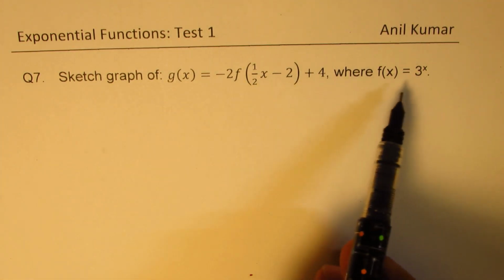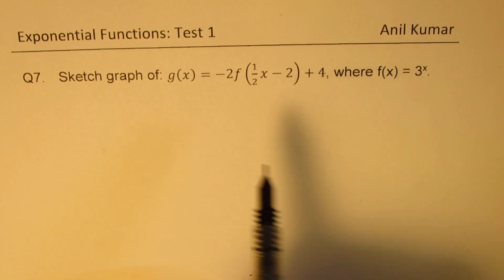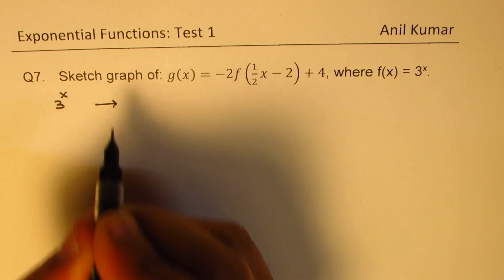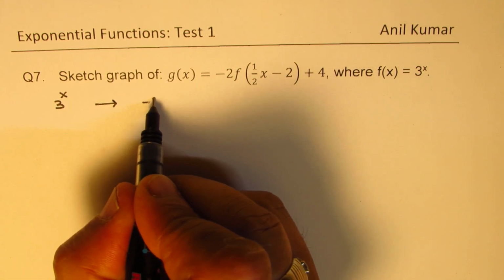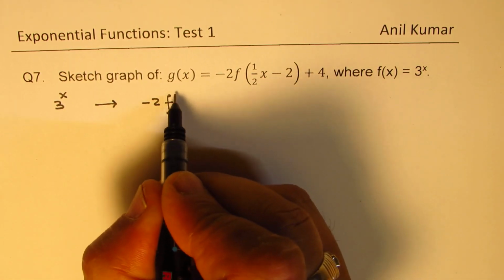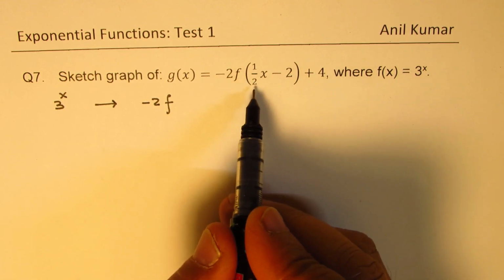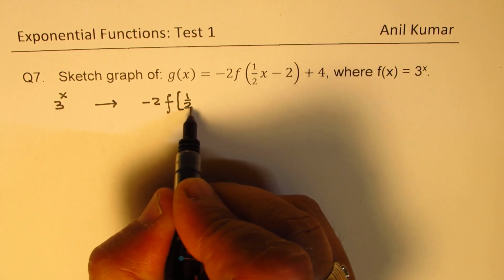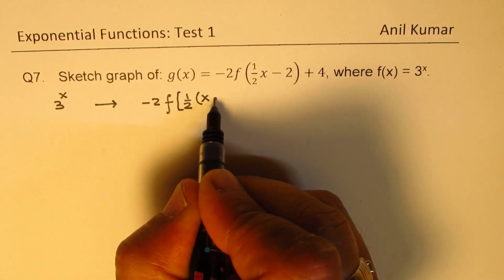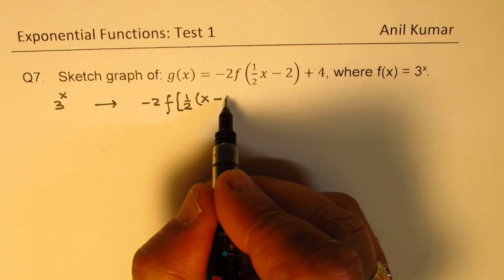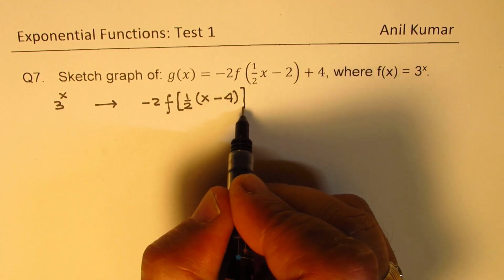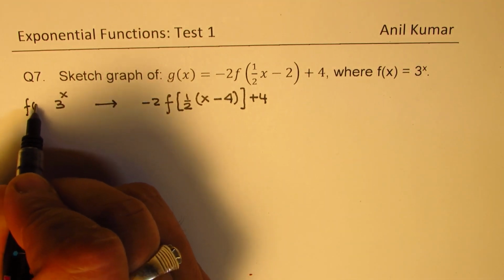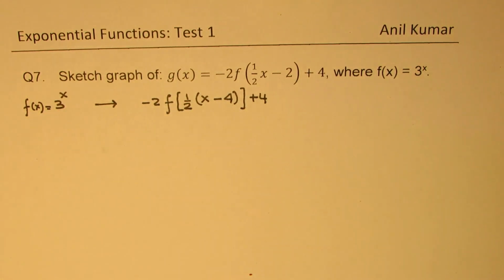Now, to sketch this graph, we should understand the transformations. So we are going from 3 to the power of x to a transformed function, which is minus 2 f of... here we should take half common. So I'll rewrite this as half of x minus 4. So it gets multiplied by 2, we get 4. And here we have plus 4. Correct? So this is the function, and that is the transformation.